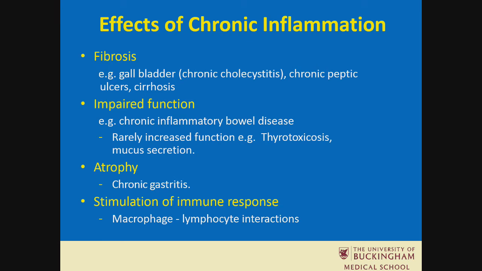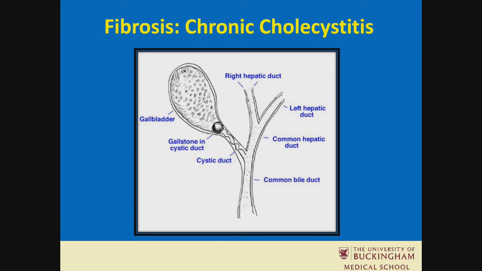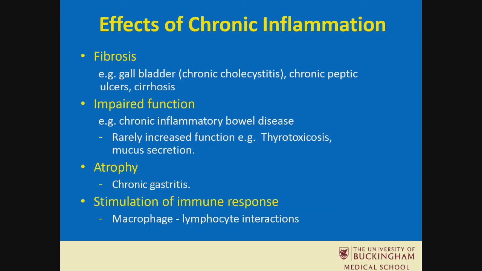Then coming to the effects or consequences of chronic inflammation: fibrosis, impaired function. Sometimes the function can be stimulated or increased. Then atrophy, then autoimmune diseases or stimulation of immune responses. Fibrosis is usually seen, for example, in chronic cholecystitis, peptic ulcer, and in cirrhosis there is fibrosis.